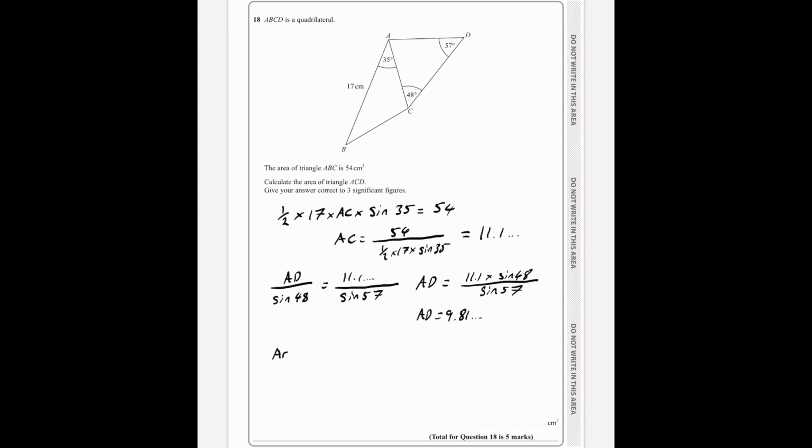If you have to round at some point, do it to a load of decimal places, and that way it gives you enough accuracy to get the correct answer at the end. Then to find the area of ACD, we'll use half AB sine C again, so half times 11.1 times 9.81 times by sine of the angle between them. That's the one we don't know, so sine of 180 subtract 48, subtract 57, and that comes out as 52.5 square centimetres if you've rounded correctly.